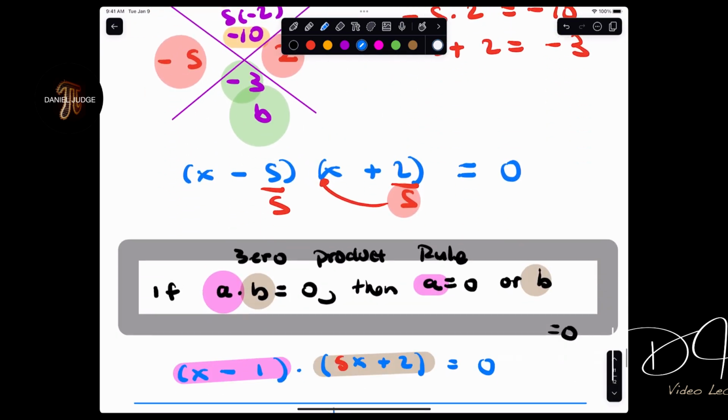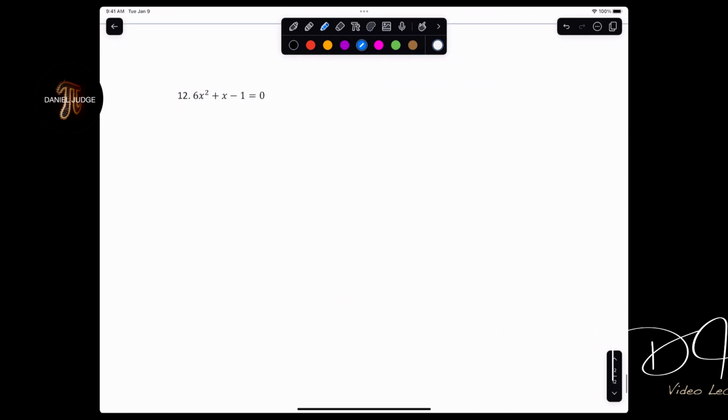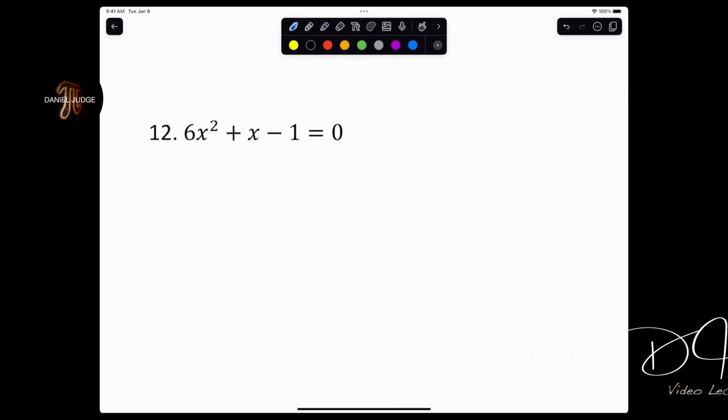All right, there it is, number 11. Now, I believe this is the last one. This is the last example that I did. Hope you guys are enjoying this review of solving quadratics by factoring, in particular, solving quadratics by the crisscross method and the zero product rule.